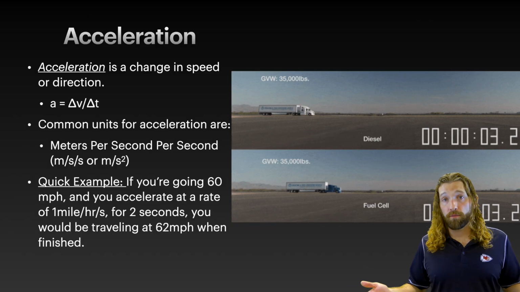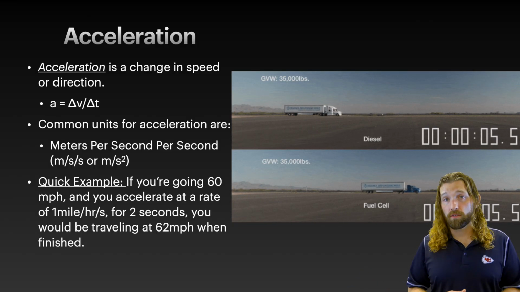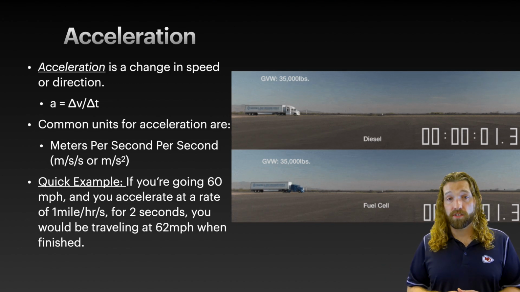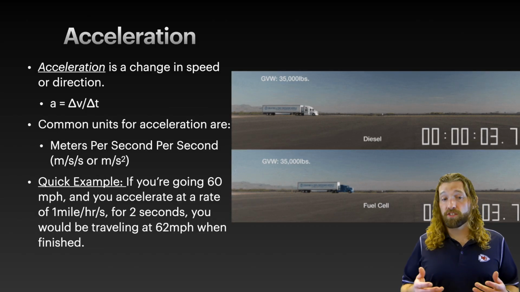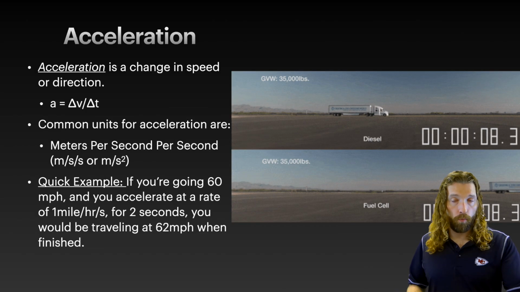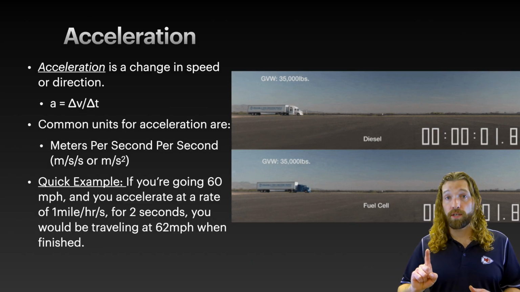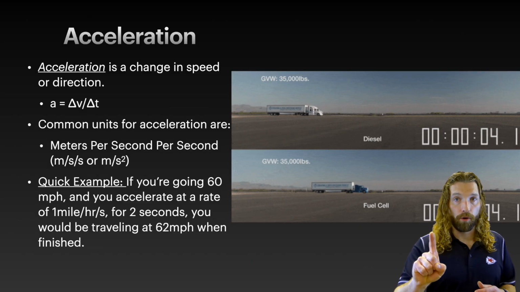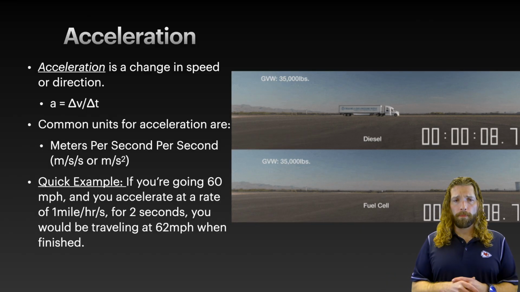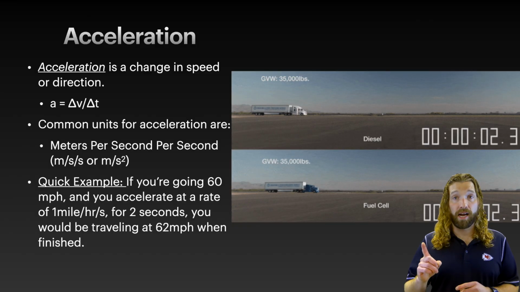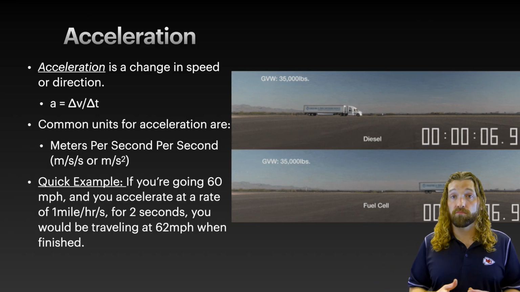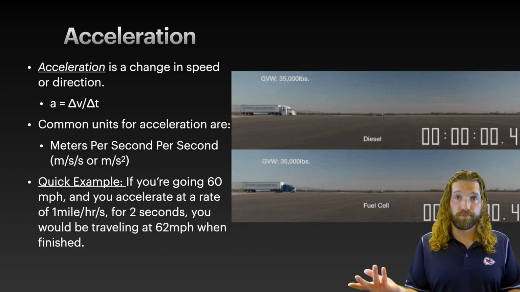We can do the same thing for miles per hour if we're talking about an acceleration rate per second. What do I mean by that? Well, I could say you are accelerating at 1 mile per hour per second. And what that means is every second you're increasing your speed by 1 mile per hour. So if I start off going 60 miles per hour and I accelerate at that 1 mile per hour per second rate, by the end of 2 seconds, I'm now going 62 miles an hour. It's fairly straightforward.